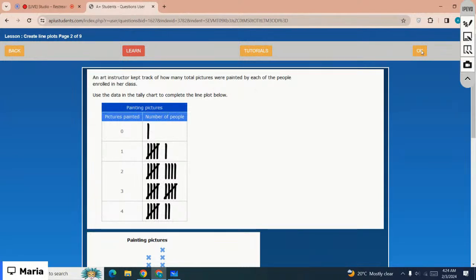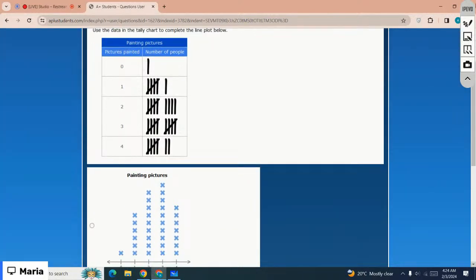An art instructor kept track of how many total pictures were painted by each of the people enrolled in the class. Use the data in the tally chart to complete the line plot below. So here you are given the values with the tally chart, right? First we're going to see what a tally chart is, how do we count the values, right?